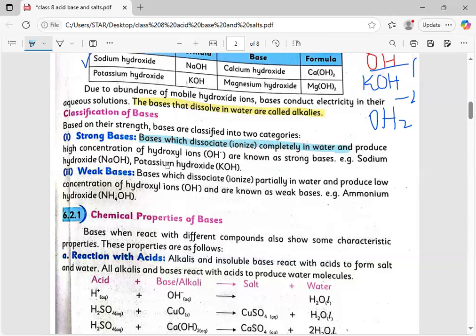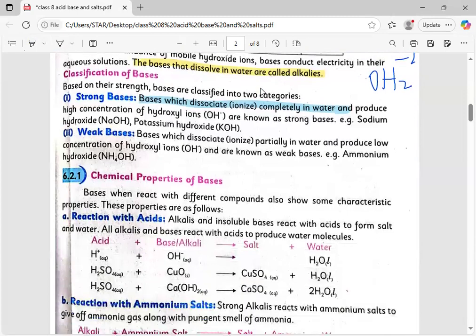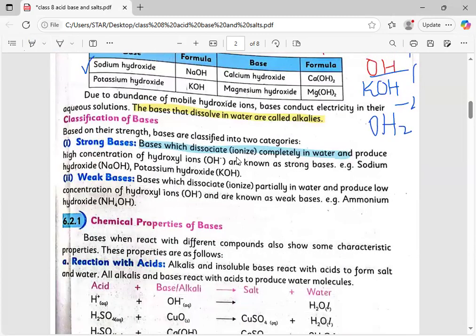Dissociate means, as I have told you in the classroom also, to decompose, to break down something. So whenever sodium hydroxide is added to water, we have seen the equation that the sodium hydroxide dissociates into Na plus and OH minus. Means that whenever sodium hydroxide is dissolved in water, it dissociates into Na plus and OH minus.